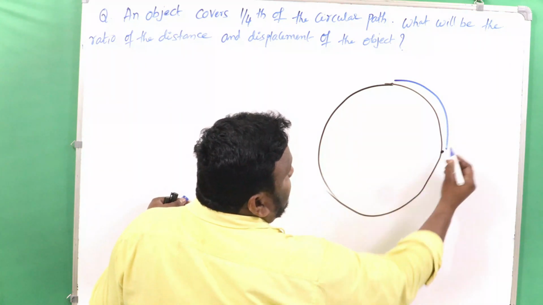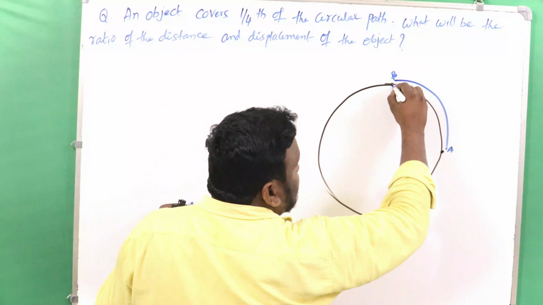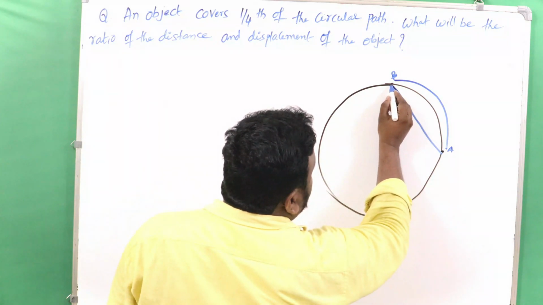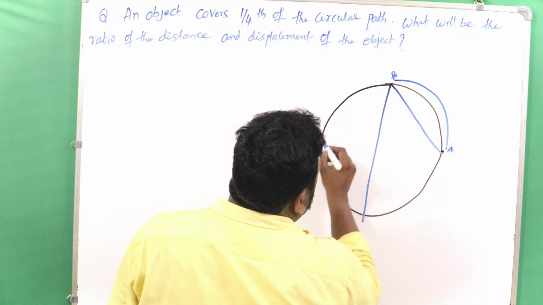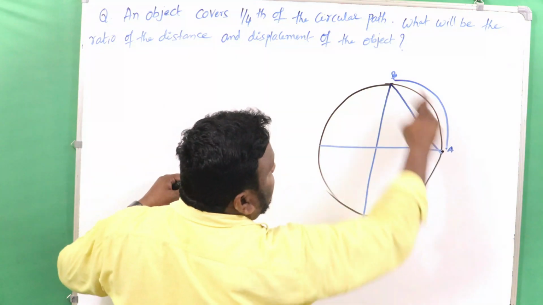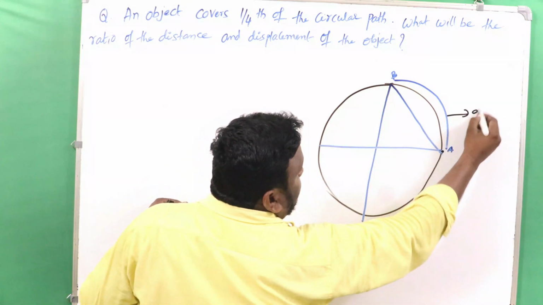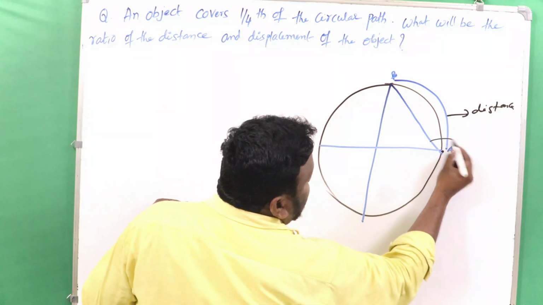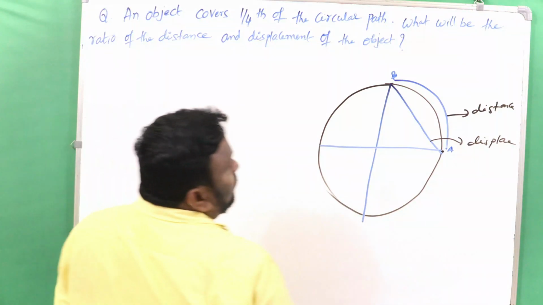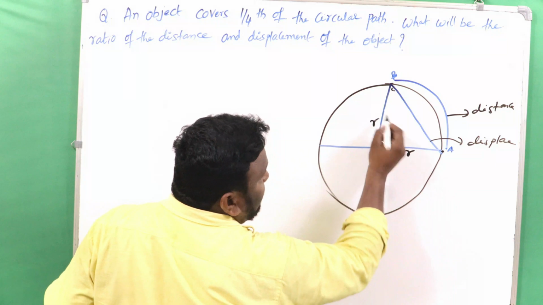Clear? And I am going to say AB is the distance. And now this is the displacement. To understand simply, I have to draw it like this, in 4 parts. So obviously this AB is the distance and this straight line is the displacement. So we have to find out the ratio of these two. For example, I am saying this is AC now. AC is the displacement. So obviously this is the radius and this is also radius.